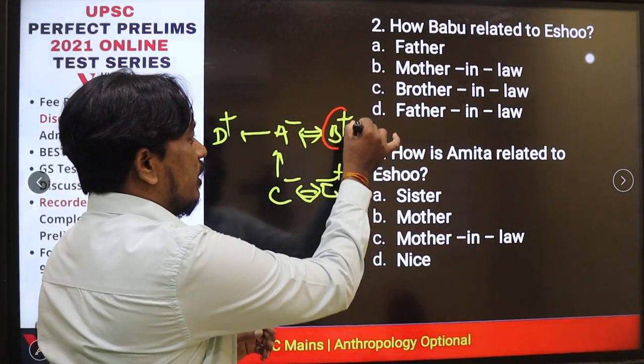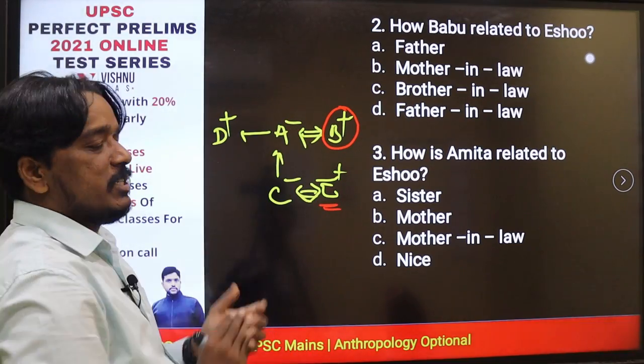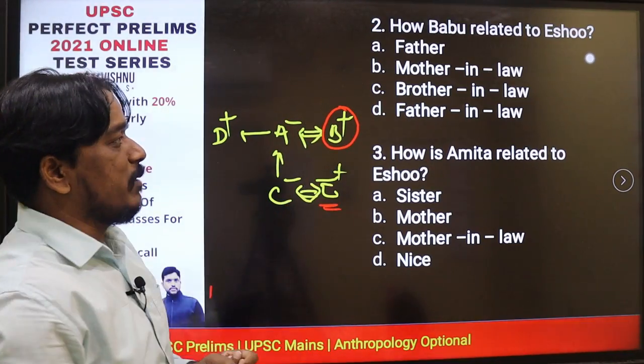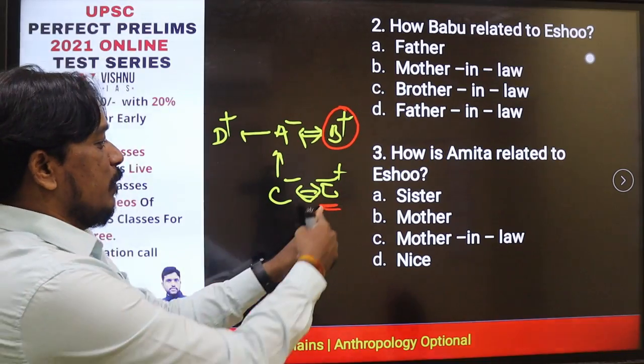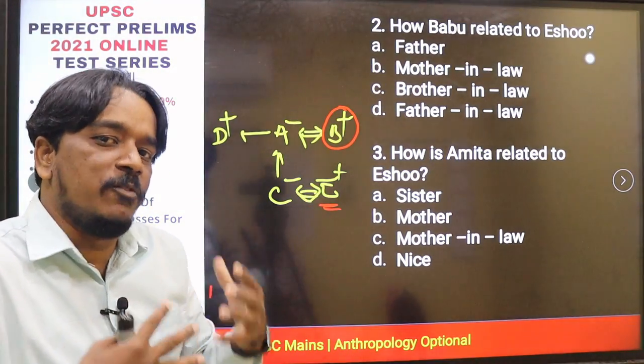How is Babu related to Isho? Isho is here. Observe one by one, step by step. One generation gap is there, so you can find out very easily. But my wife, myself is E. Always assume yourself in the question.